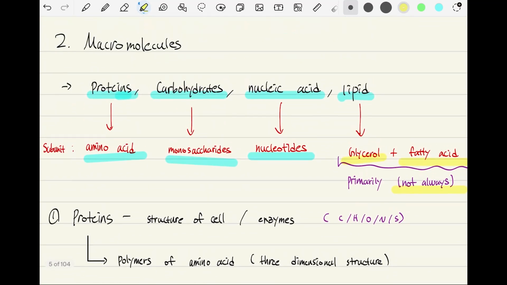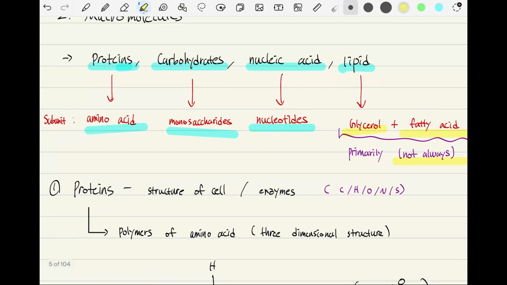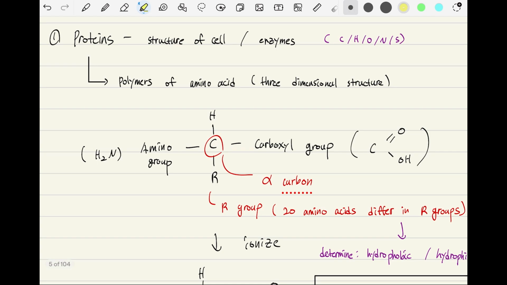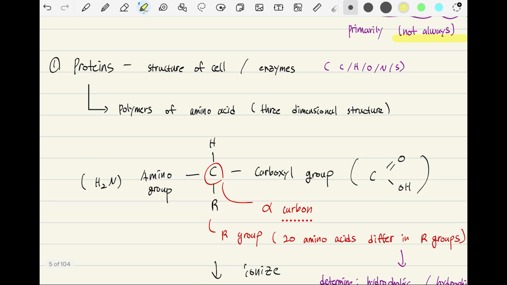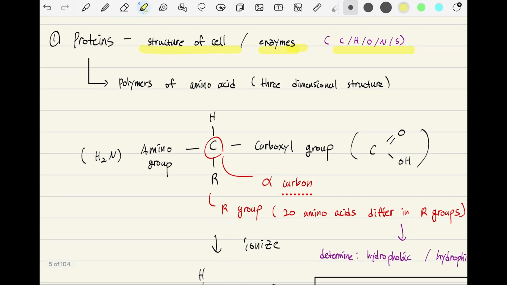In this video, we're gonna mainly focus on proteins and carbohydrates, and maybe if we have time, we're gonna talk about nucleic acids and lipids too. Now let's talk about proteins. Proteins usually make up the structure of cells and enzymes, and these proteins are made of carbon, hydrogen, oxygen, nitrogen, and sulfur.